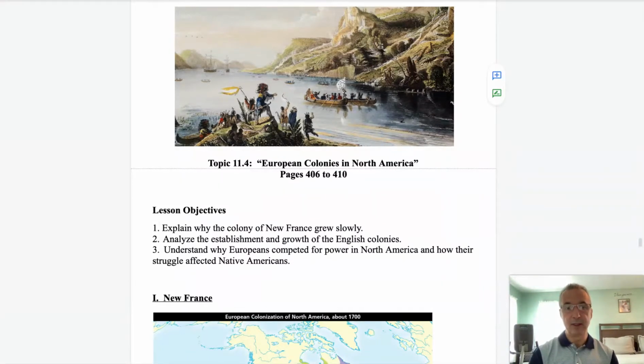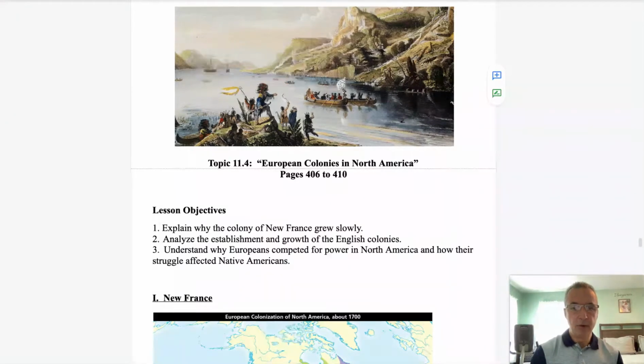You'll also be taking a look at this from an American perspective in a little more detail as you move into US 1 next year. So some of the key objectives here, at least for 11.4, and we'll have them on the activity sheet there for you to fill out and broken down by the individual sections.